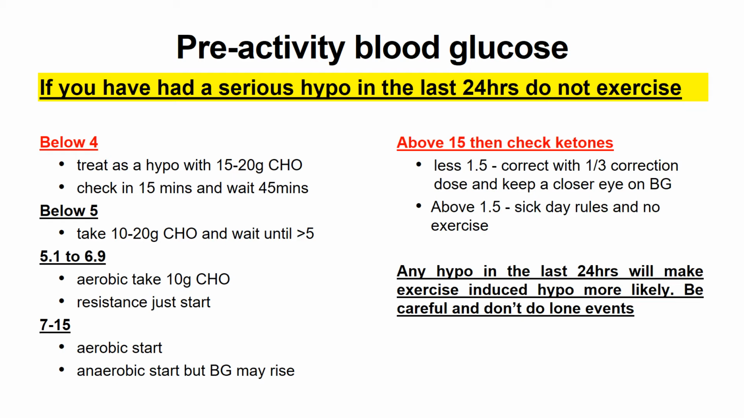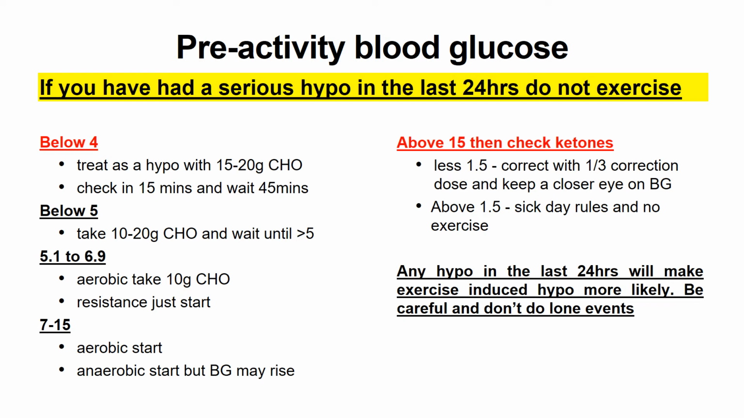The most important thing to remember is if you've had a serious hypoglycemic event within 24 hours prior to activity, that's an event where you've required assistance to treat your hypo, you should not exercise. The reason for this is you're at extremely high risk of having another significant hypoglycemic episode and coming to harm.